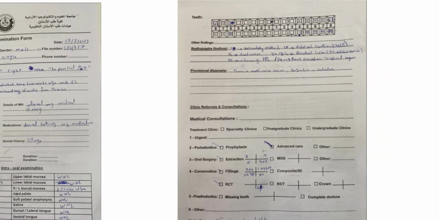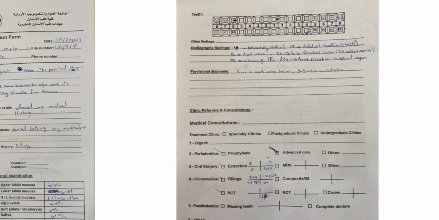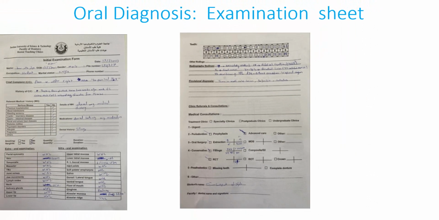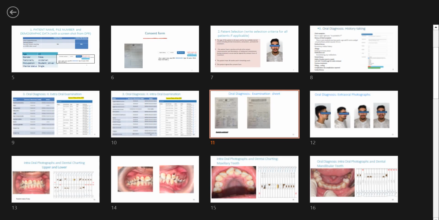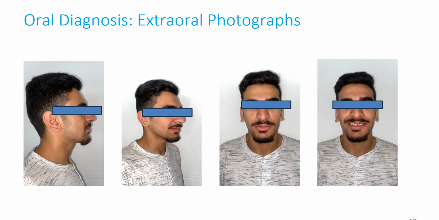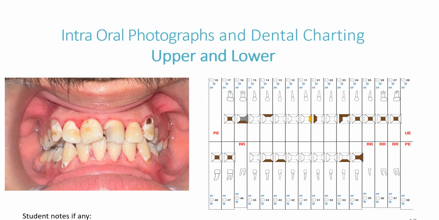Okay, so we have referrals for oral surgery, for cons treatment, for RCT, and the diagnoses included multiple carious lesions, gingivitis and calculus. The patient is also referred to prophylaxis in the perio clinic. Okay, here we left a short space for the student comments. Extraoral photographs.